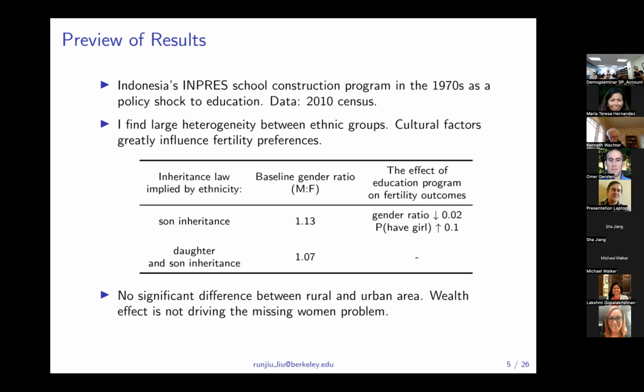So combining these two stories together, the conclusion is it's cultural effects that dominate the missing woman problem, not the wealth or the pure economic factors. Also, education policy is effective to help alleviate the missing woman problem in traditionally son-preferred ethnic groups.